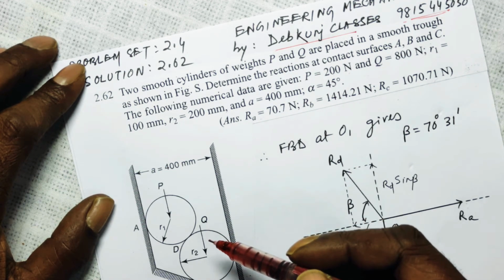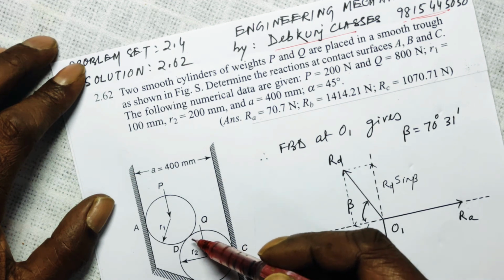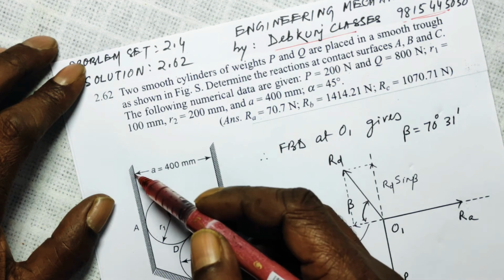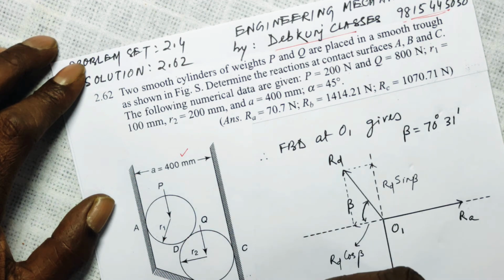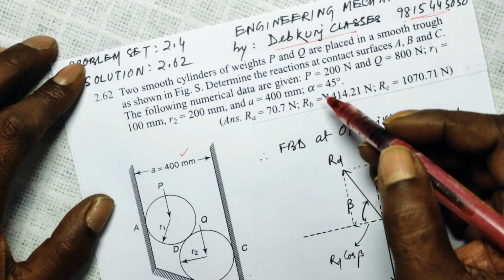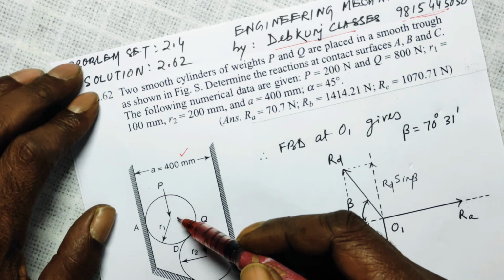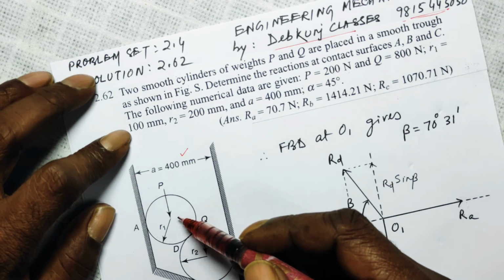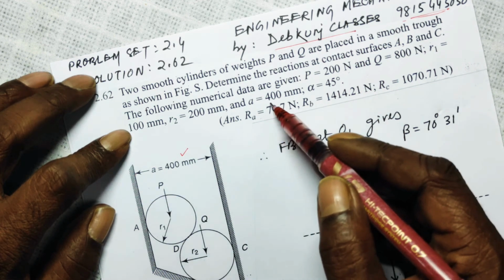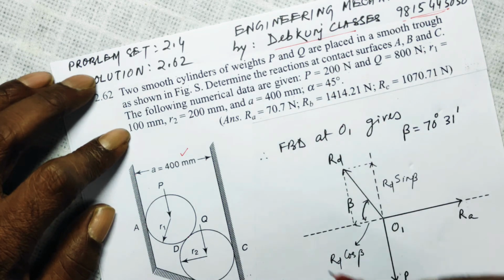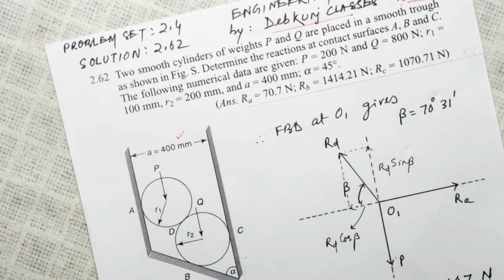And the points of contact, as you can identify, here is a point of contact, here is a point of contact, here is a point of contact, and here is a point of contact. This distance from here to here is 400 millimeter. These two cylinders are trapped inside it. This angle alpha is also given as 45 degree. And the value of P is 200 Newton, Q is 800 Newton, and the radius R1 of this cylinder is 100 millimeter. And the radius of this one is 200 millimeter, and the distance from this point to this point is 400 mm, and alpha is 45. So we have to find the different forces, right?